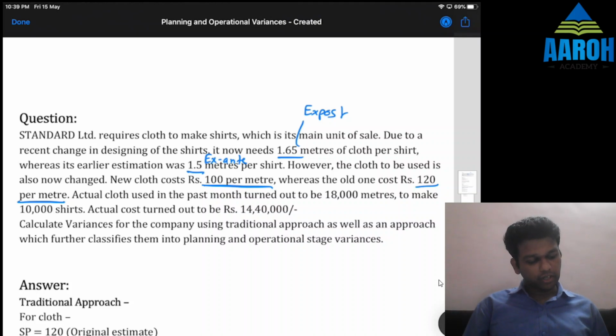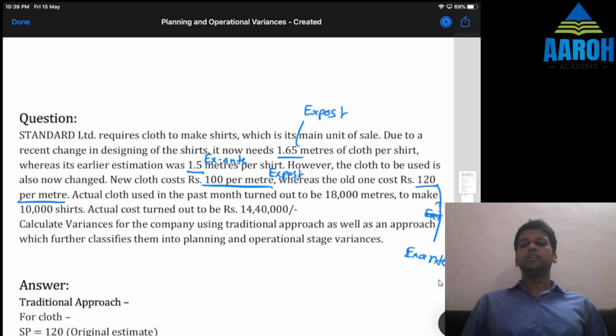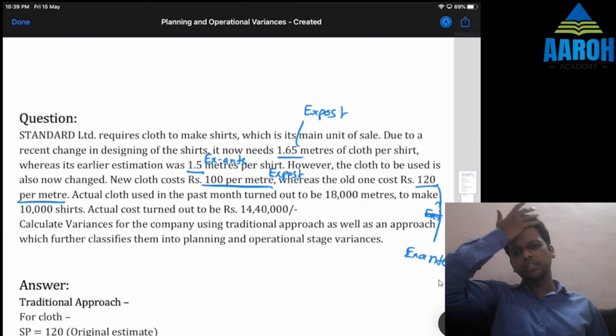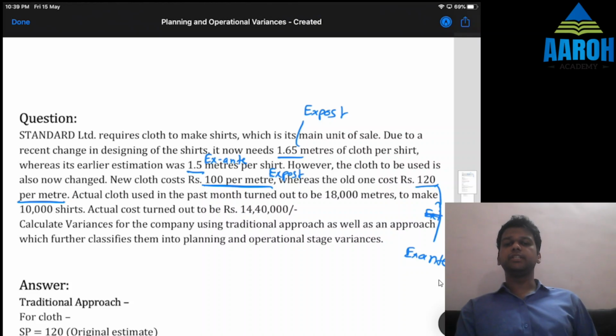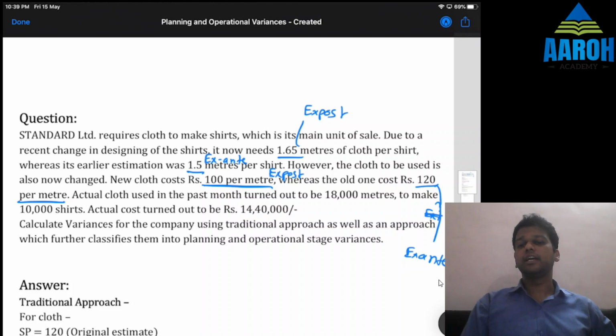This 120 was the ex ante standard, which we had decided. This 100 is ex post. Just understand that it is ex post. Actual data is given now. Actual cloth used in the past month turned out to be 18,000 meters to make 10,000 shirts. So we can find the actual price from that. Actual quantity is given. Actual cost turned out to be 14,40,000, right? Calculate variances for the company using the traditional approach as well as an approach which further classifies them into planning and operational stage variances. So can you try this question by yourself?